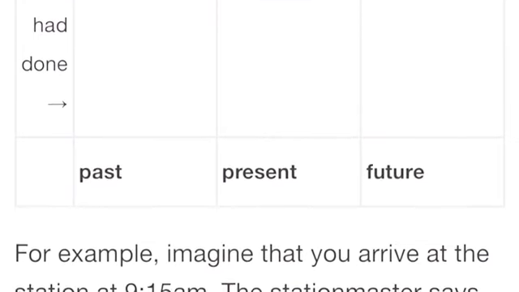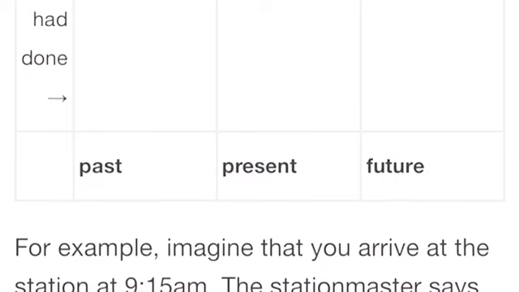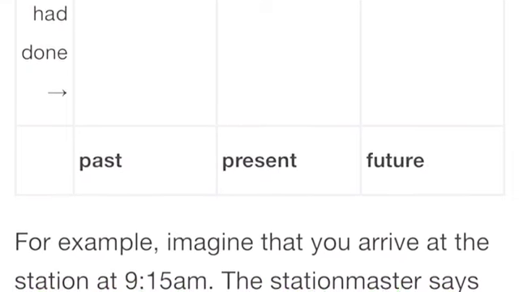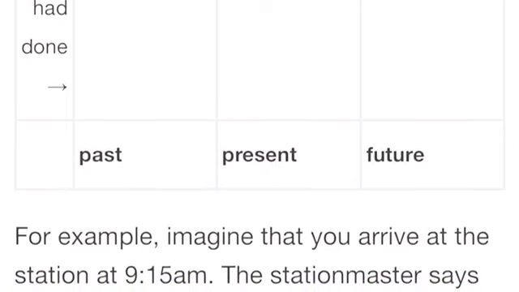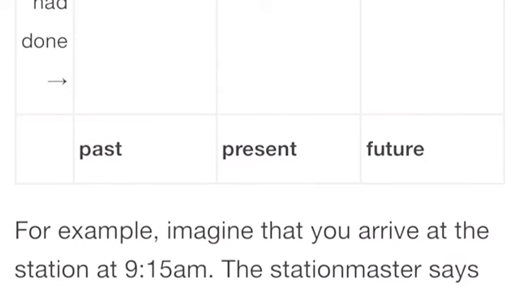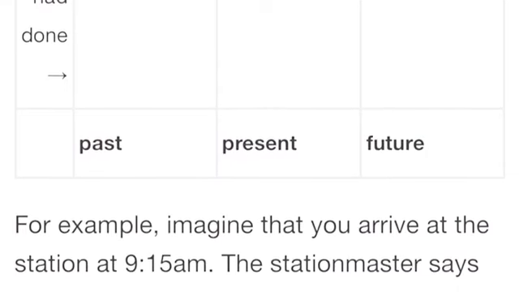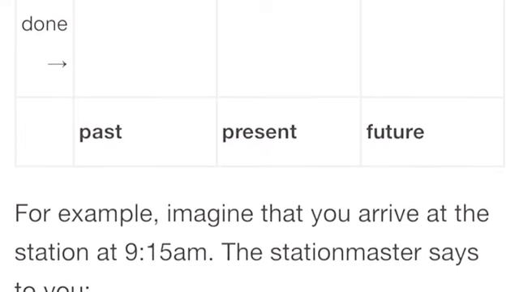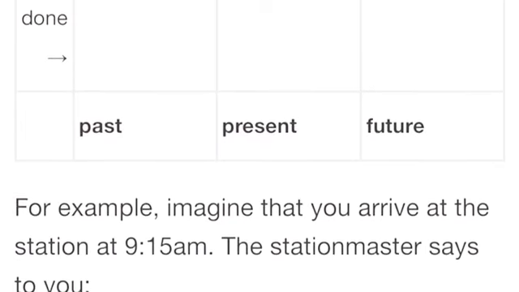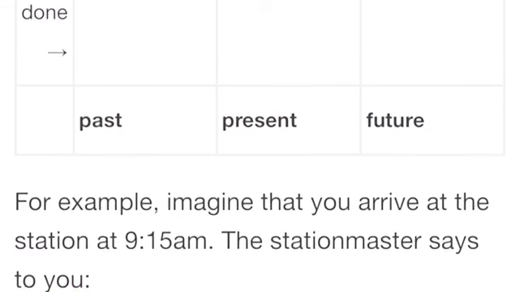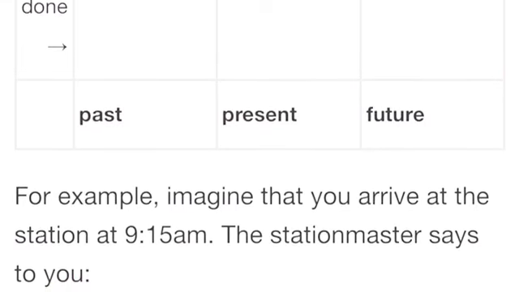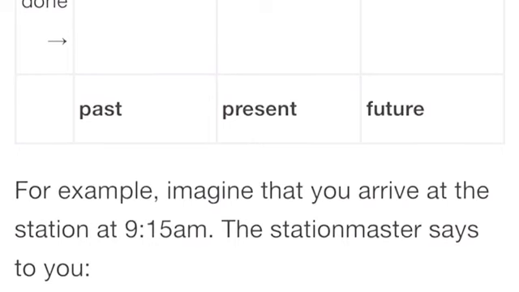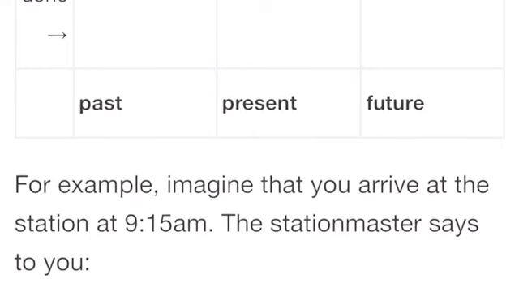The action has happened in the past tense only, but you are thinking of the past perfect tense like the present perfect tense here. And when you reach the station at 9:15 a.m., the station master tells you that you are too late. The train has left. Then what will you tell your friends later on?